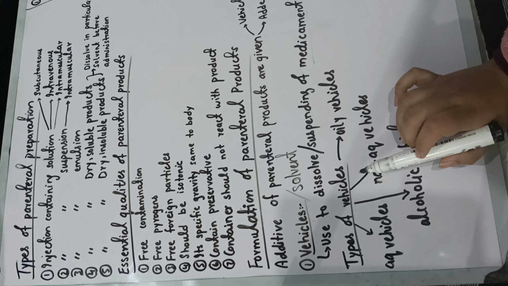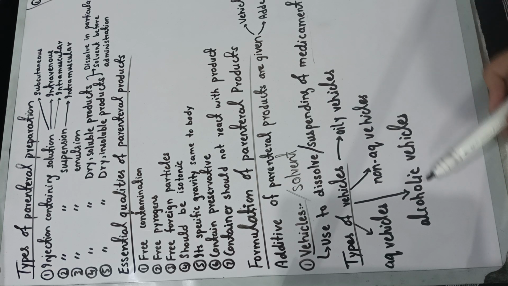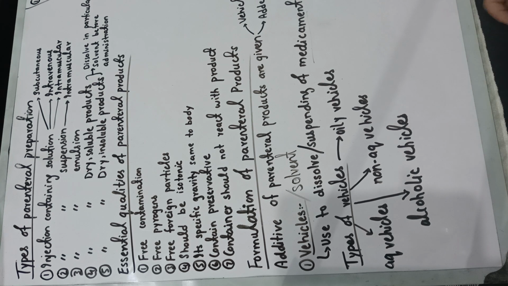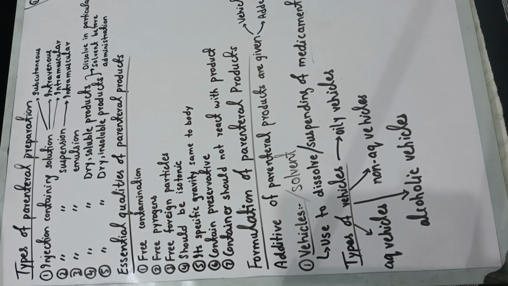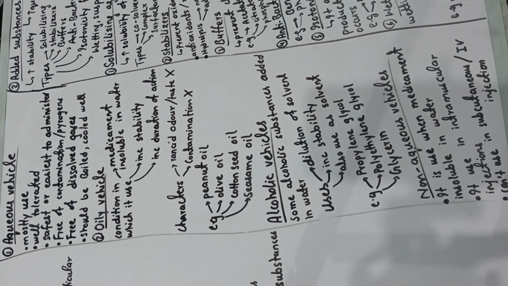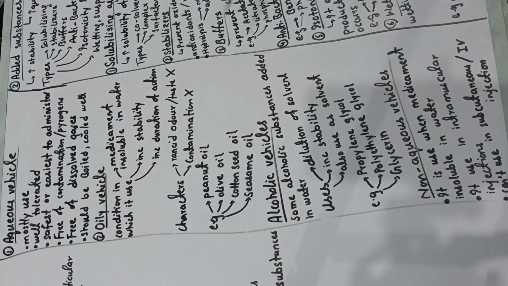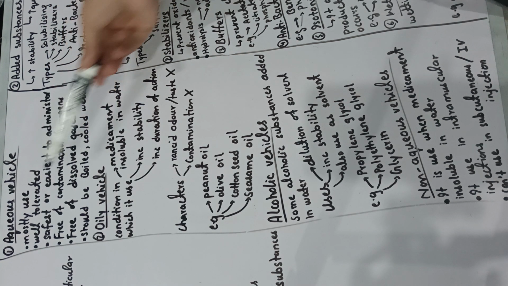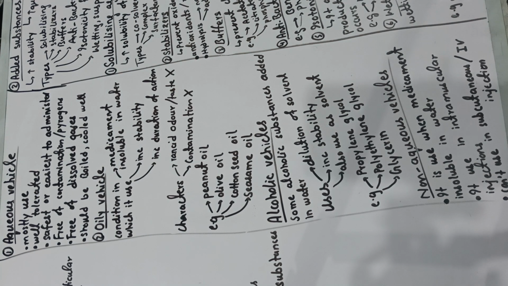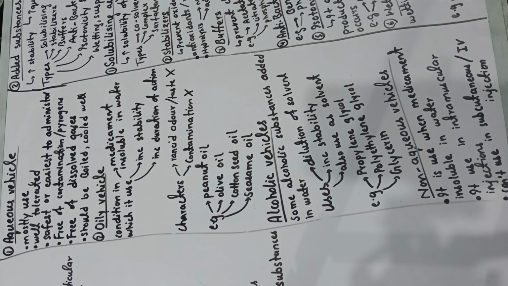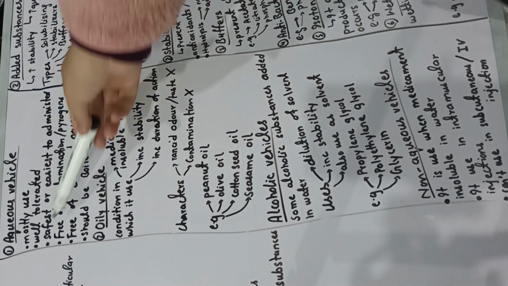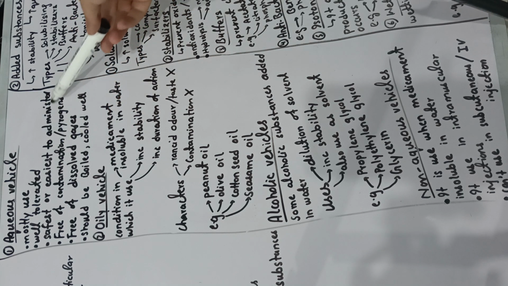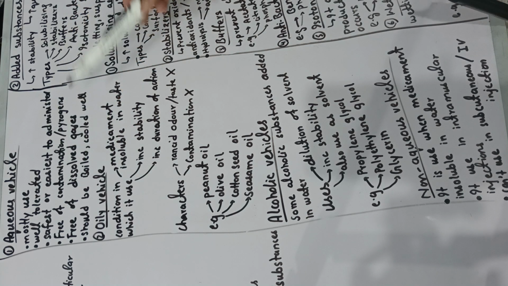Now there are some types of vehicles: oily vehicle, non-aqueous, alcoholic vehicle, and aqueous vehicle. Now we will discuss all of these types. Let's discuss the first type of vehicle, which is the aqueous vehicle. They are mostly used because they are well tolerated. If you are injecting your medicament by dissolving it in water, it gives more benefit, because water is the basic need of your body. It also fulfills your need for hydration. It is also the safest and easiest method of administration, having no disadvantages.